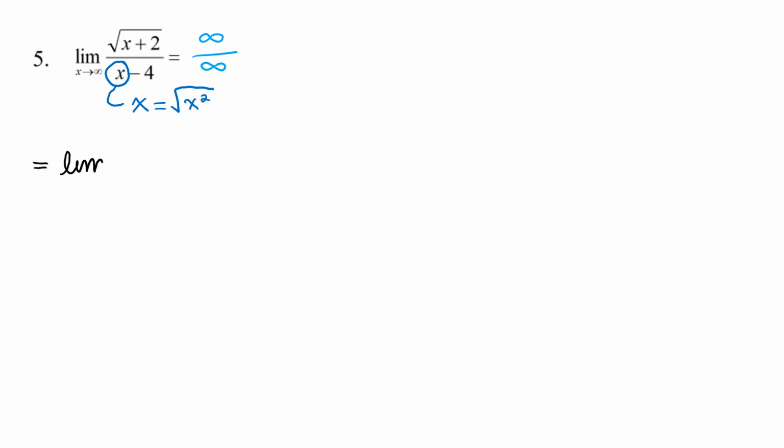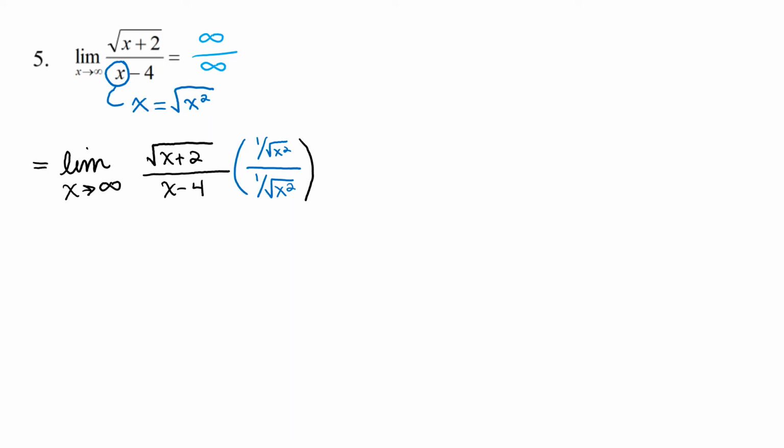So we have the limit as x approaches infinity of the square root of x plus 2 over x minus 4 times 1 over the square root of x squared over 1 over the square root of x squared. We can then distribute this 1 over the square root of x squared to each term. In our numerator, everything is under this radical, which is the square root, and this is also a square root.